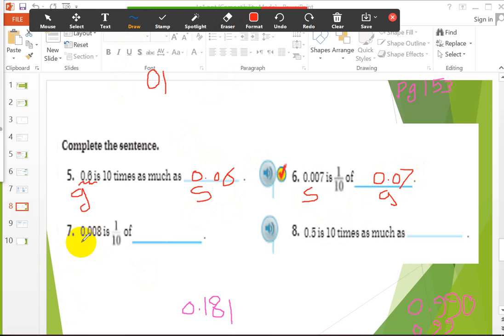Now, let's move to exercise number 7. In this exercise also, let's read 0.8 thousand. Thank you, Emma and Lana. Your answers are correct.